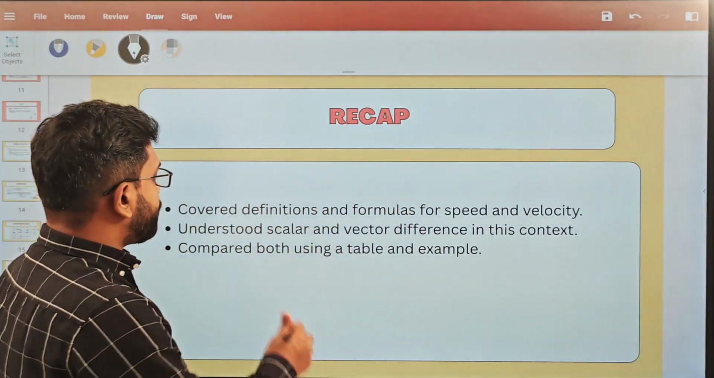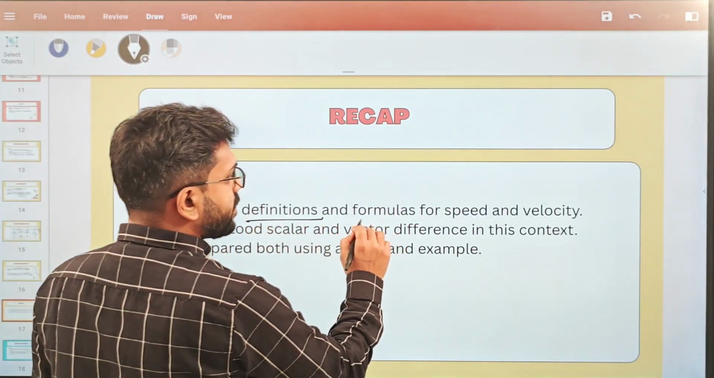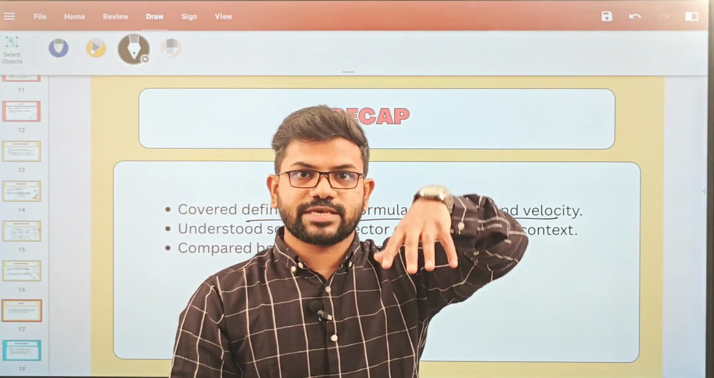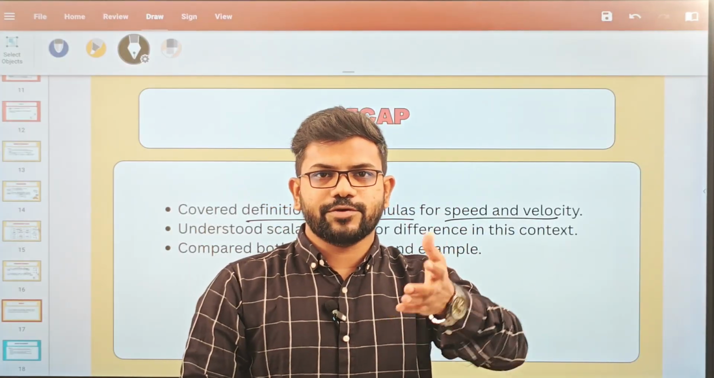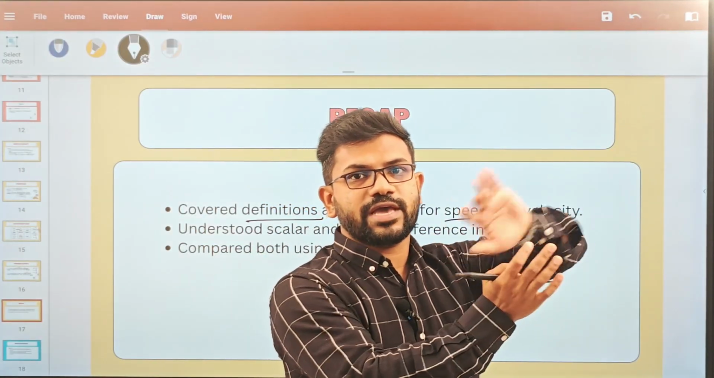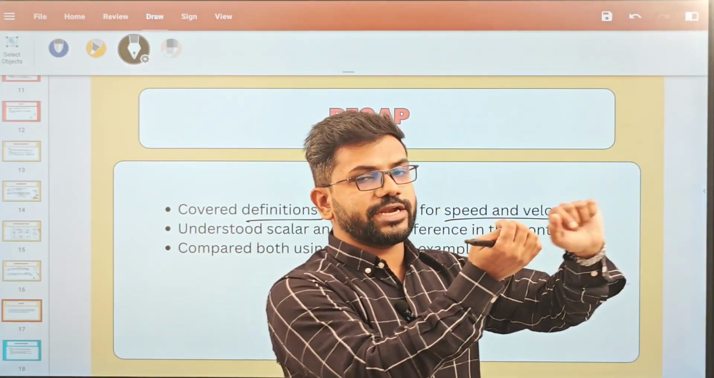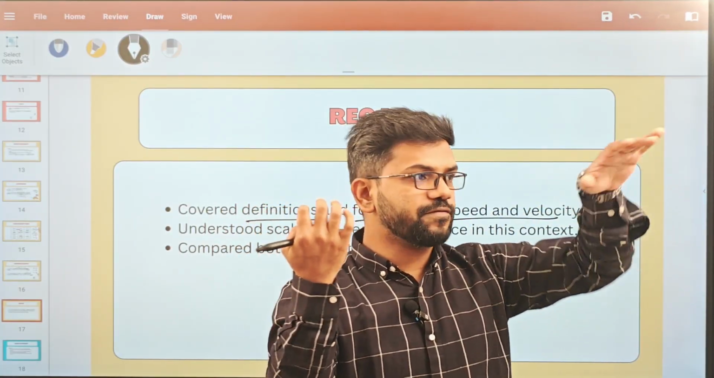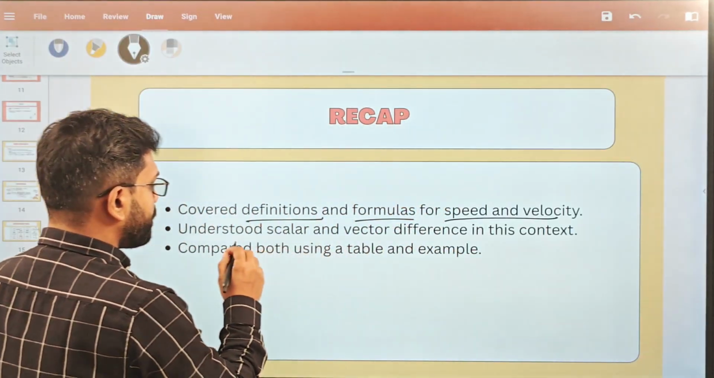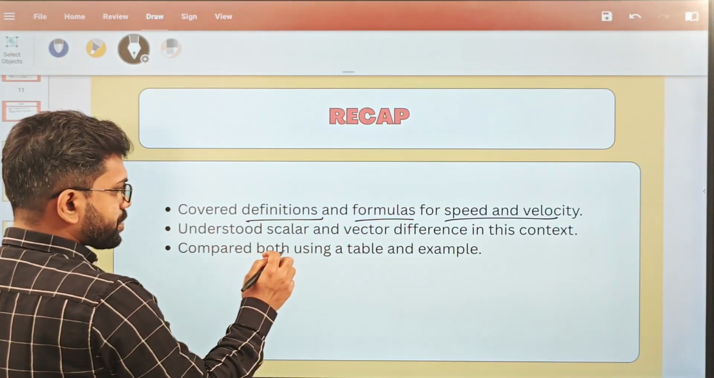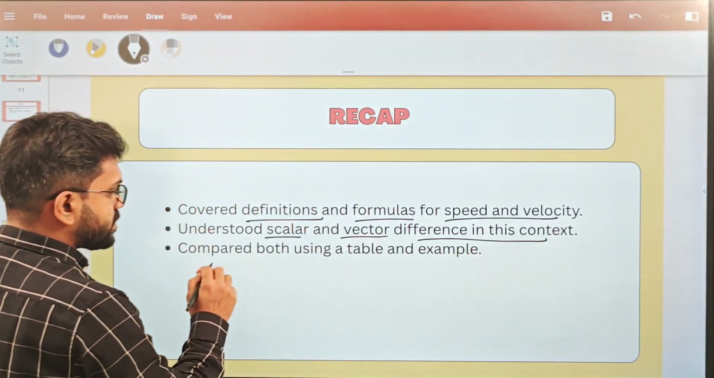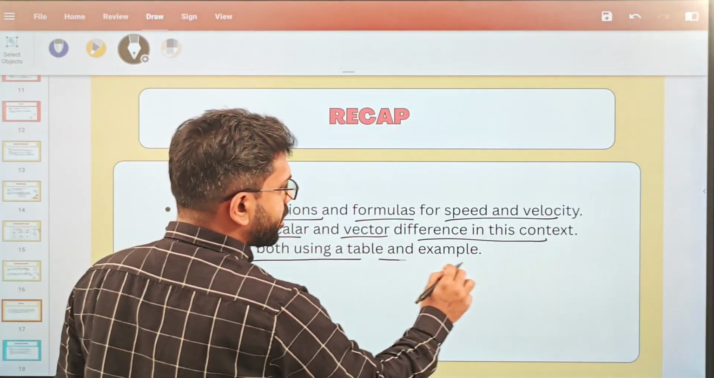To recapitulate, we have covered definitions and formulas of speed and velocity. We learned that speed is a scalar quantity, it only represents value, and velocity represents a vector quantity, so it has value and direction. We also learned that in the opposite direction of the first one, we will always write a negative sign. So we understood scalar and vector differences in this context, and we compared both using a table and an example.